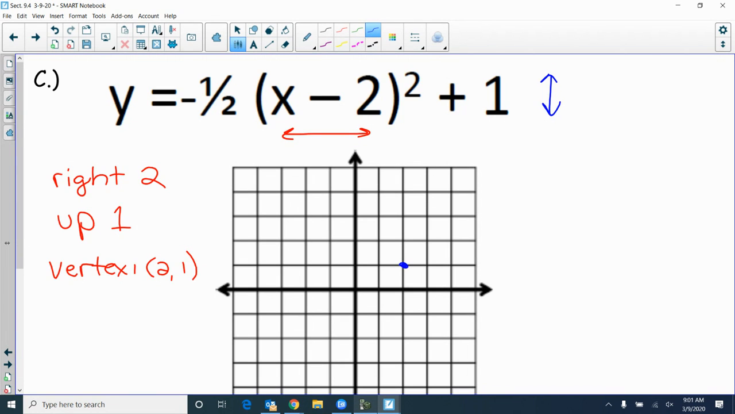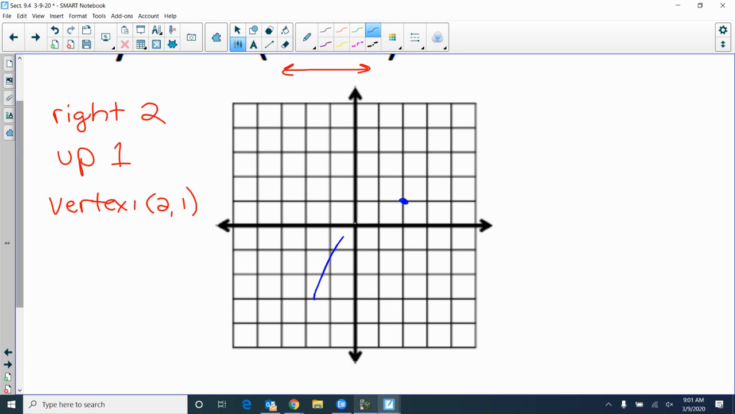Now the negative in front of the 1/2 opens it down. The 1/2 is like the number in front, the a. Is it gonna make it wider or narrower? It's gonna make it wider. So it's gonna open down and it's gonna be wider. Now for this part right here, I'm not totally concerned with getting it too exact.